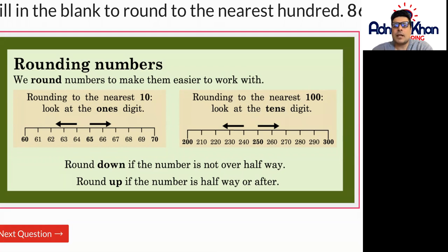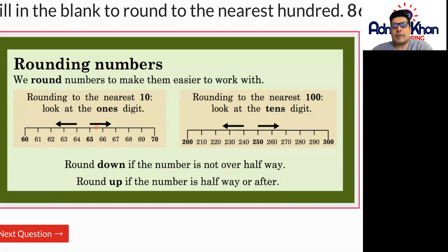So rounding to the nearest 10, look at the ones digit. So here we have 60 and here we have 70. Now we need to round 65. Now because 65 is exactly halfway, we will round it up.